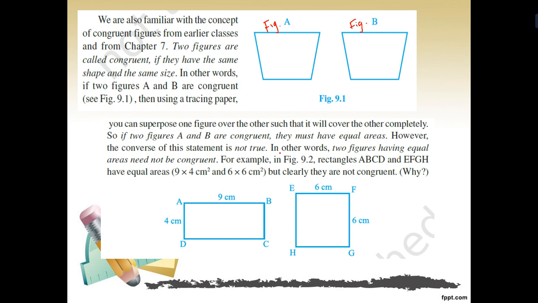However, the converse is not true. We can see an example. Two figures having equal area need not be congruent. So the area of this is 9 into 4, that is 36 centimeter square. Here 6 into 6, 36 centimeter square. The areas are the same, but they are not congruent.